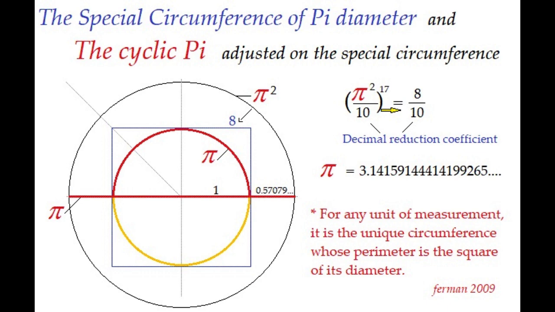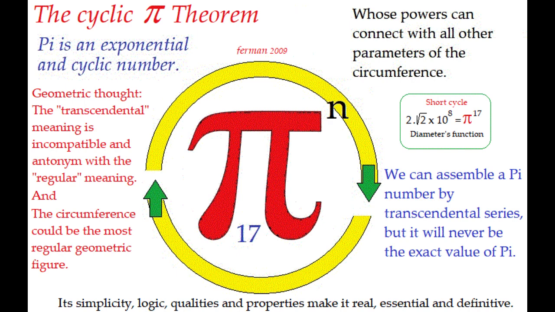1. To obtain the cyclic pi. Well then, this special circumference is very appropriate and can be used as a way of obtaining cyclic pi, applying the decimal reduction coefficient as seen in the drawing. Pi squared divided by 10^17 equals 8 divided by 10, thus being the cyclic pi equals 3.14159144414199265. Let's remember that the cyclic pi is a pi number which I understand is the correct pi because it has all the required properties to be the true number pi, and which I understand will be used in the future when its qualities are well studied.